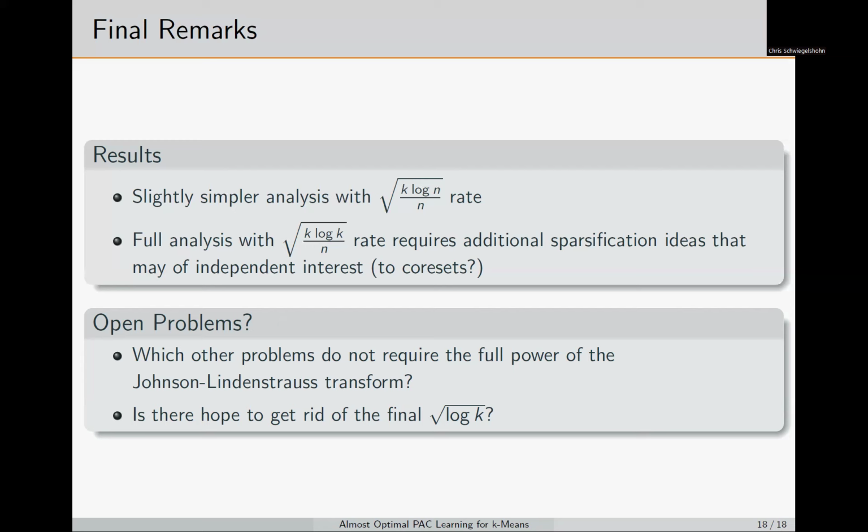One might ask what happens to related problems such as k-median, and for k-median, our techniques indeed do not go through. So it would be exciting to see other problems that exhibit a similar characteristic to the one that we utilized here, where you can get away with weaker variants of Johnson-Lindenstrauss transforms to obtain better dimension reduction methods or better generalization bounds.